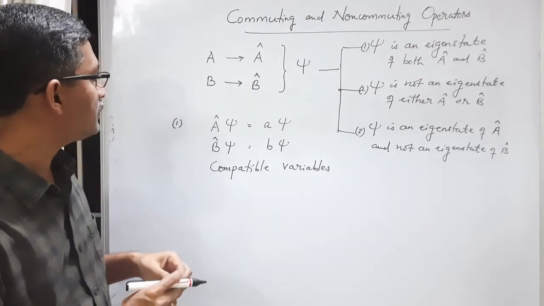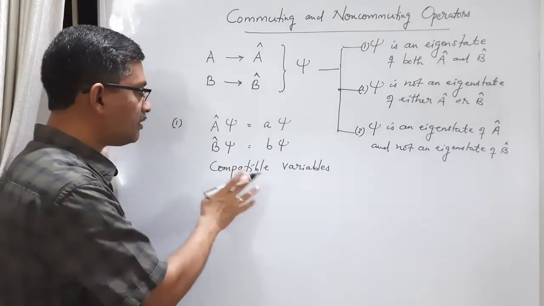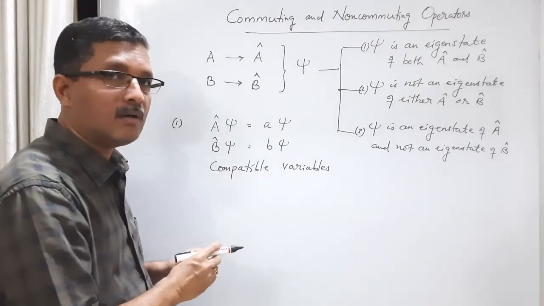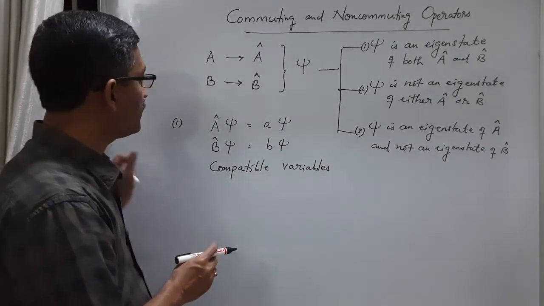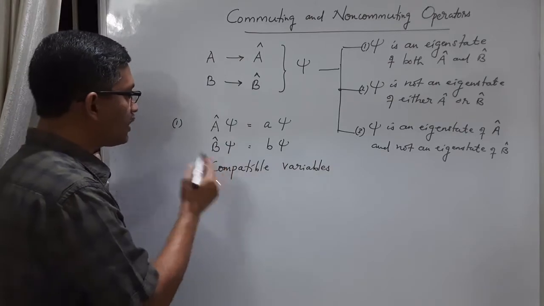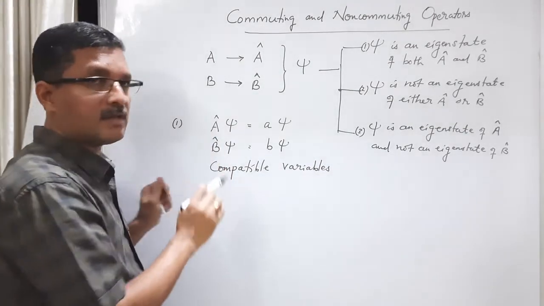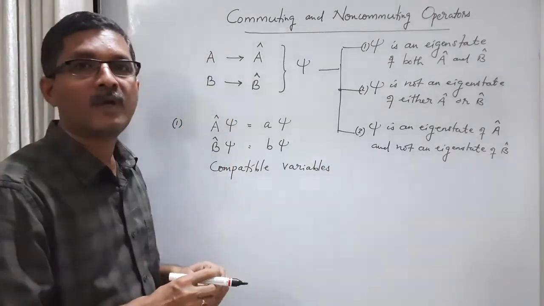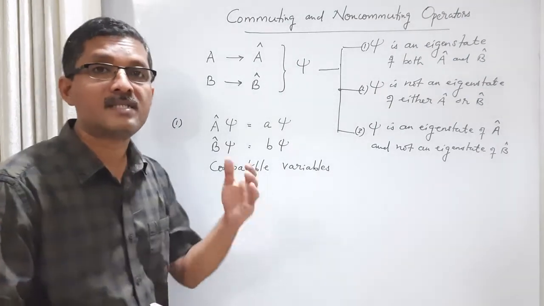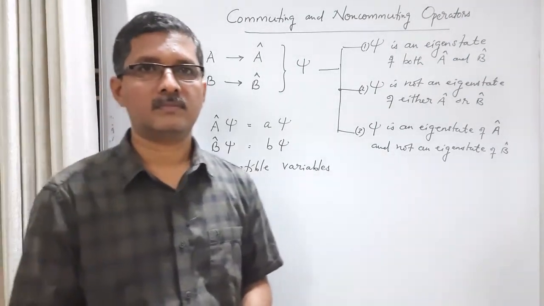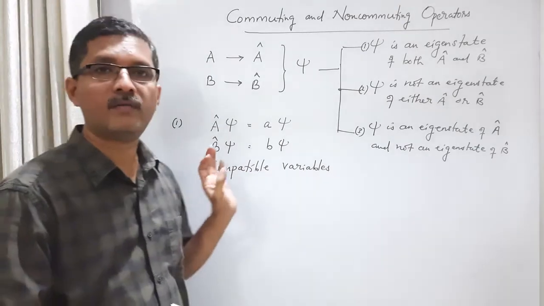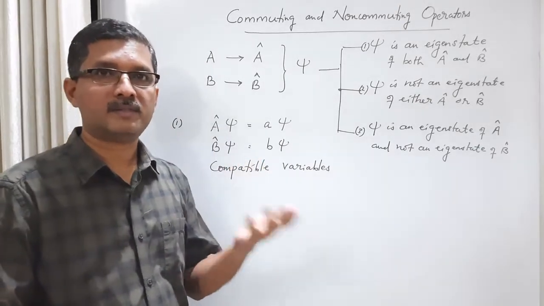Now let us move further. Let us consider one more property of these compatible variables. Let us try to measure A and B, one after the other, in the same member of the ensemble. In the earlier measurement, we made some 10 trials.